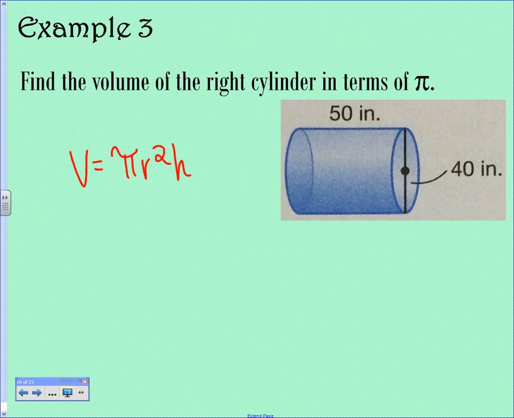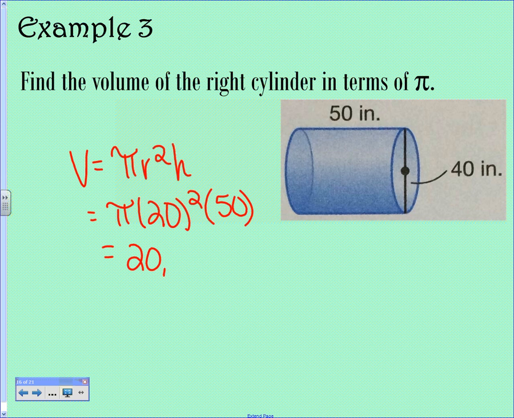What is your R on this one? Why not 40? Because the 40 is the whole thing. So you'd have 20 squared, and then what would be your height? Does that make sense?